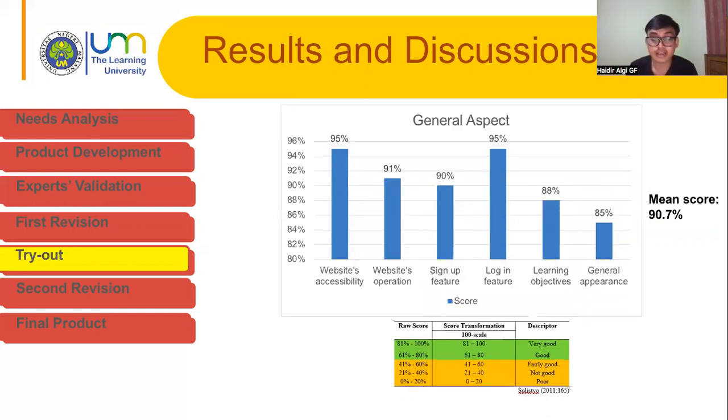Let's break down one by one. My internet connection is unstable. All right. Number 1, the general aspect has witnessed a 90.7% mean score with 6 components.